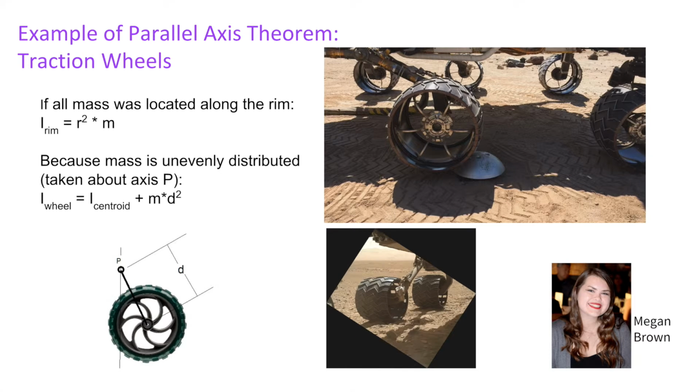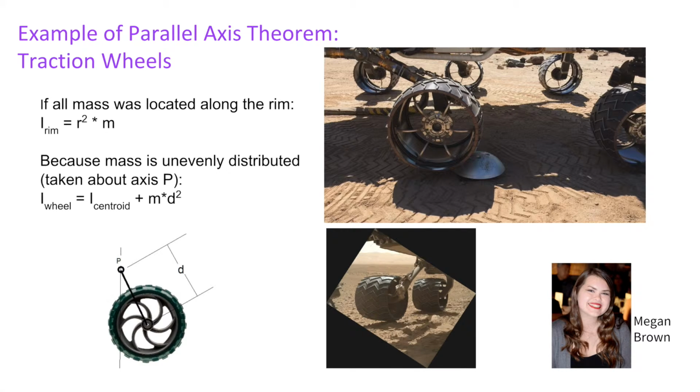Traction wheels are designed for optimal grip on soft surfaces, such as the traction wheels used on the Mars rovers. We can use the parallel axis theorem to calculate the moment of inertia of the entire wheel. If all of the mass on the wheel was located on its rim, then the moment of inertia would be simple to calculate. However, since there is mass unevenly distributed along the radius of the wheel, we must use the parallel axis theorem to solve for the total moment of inertia.